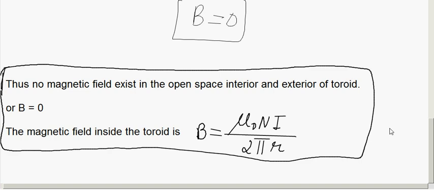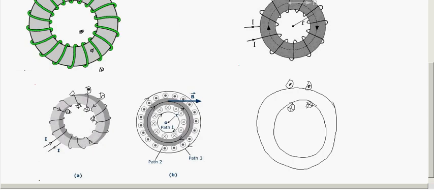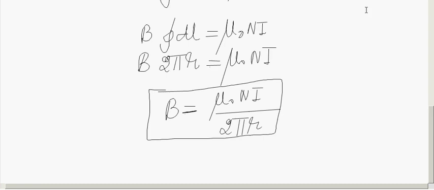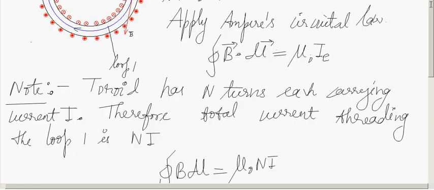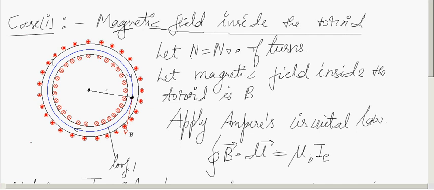So this is important. We can do some problems also. So the important thing here is finding out the current direction so that you can easily write. When the current appears to go into the plane of the paper, we mark it as cross. Current emerging out of the plane of the paper, we mark it as dot. So when we consider loop 1, that is this loop, the current threading this loop becomes only those cross currents. So we have n turns and each turn carrying current I. So the total current threading the loop will become n into I.